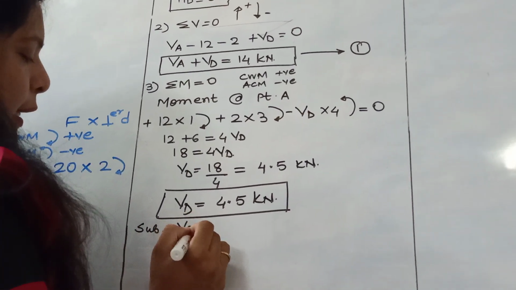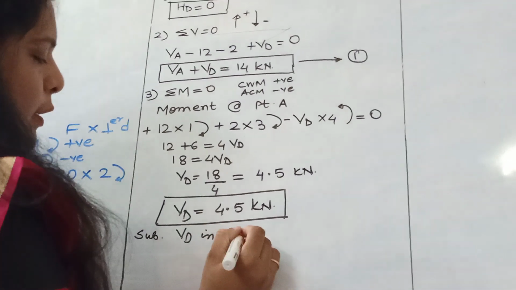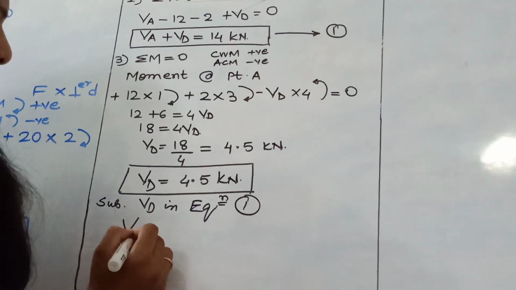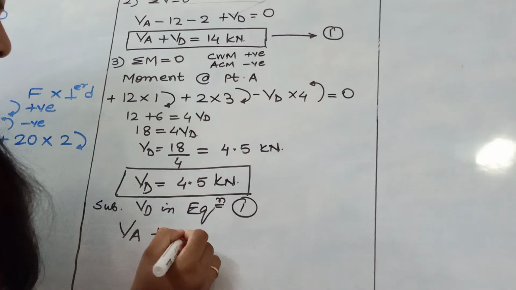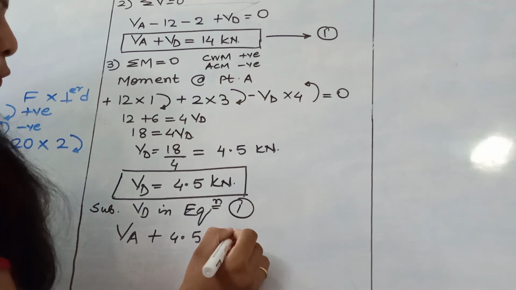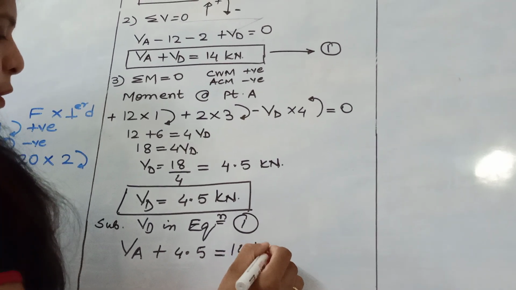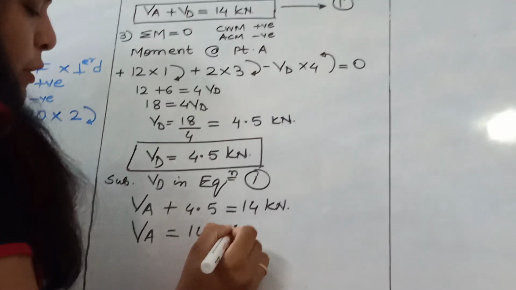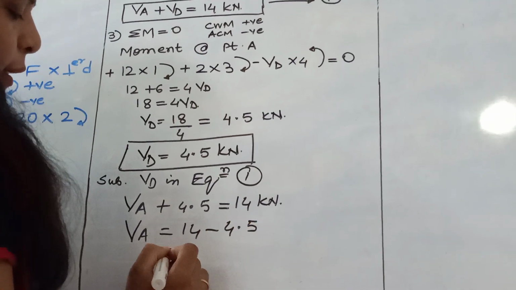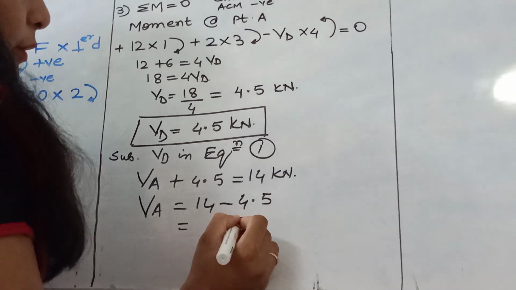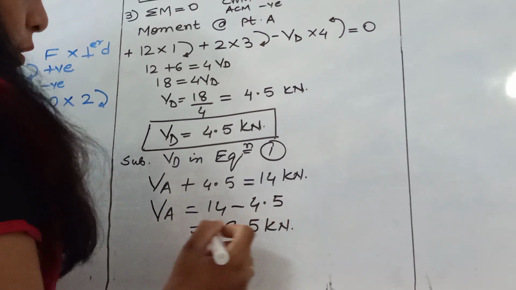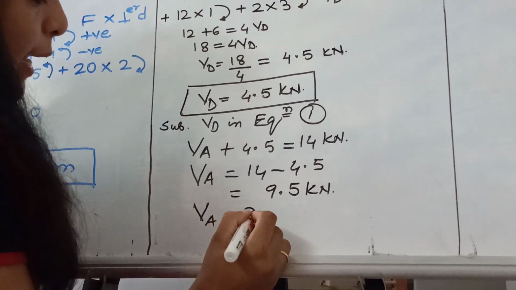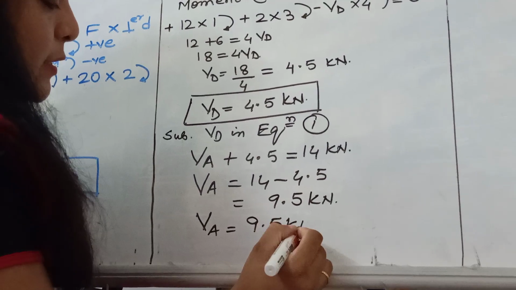Substitute VD in equation 1. So VA plus 4.5 is equal to 14 kilonewtons. So VA is equal to 14 minus 4.5, that comes out to be 9.5 kilonewtons. So VA is equal to 9.5 kilonewtons.